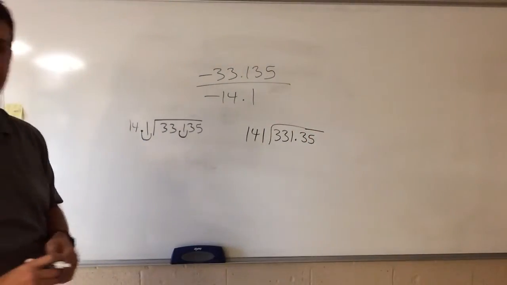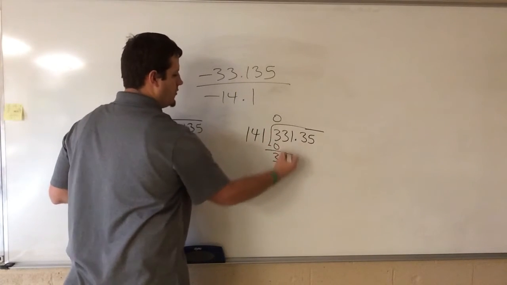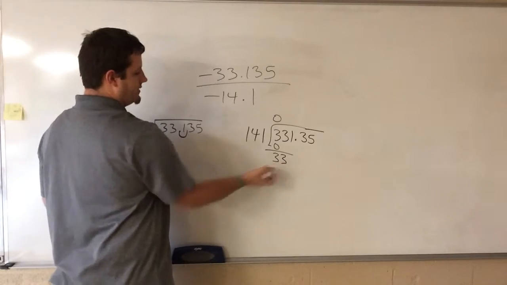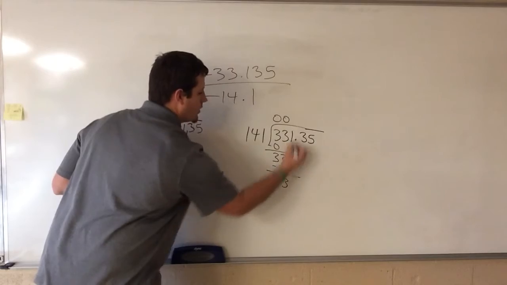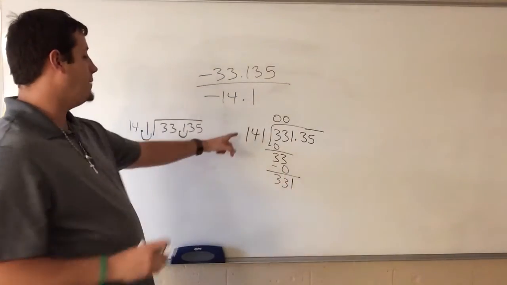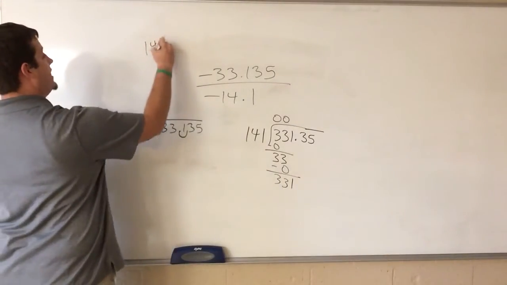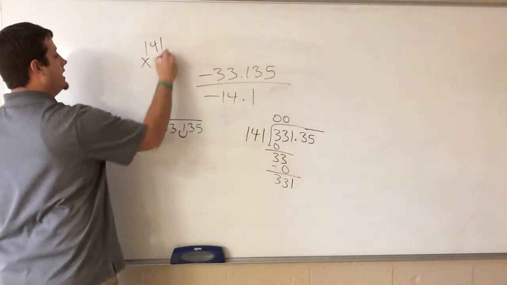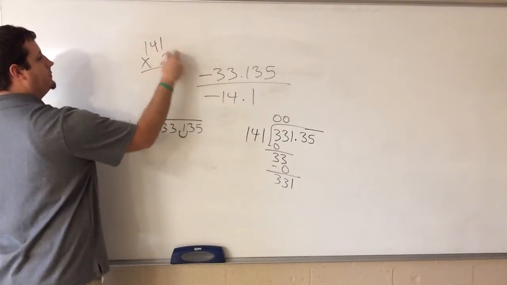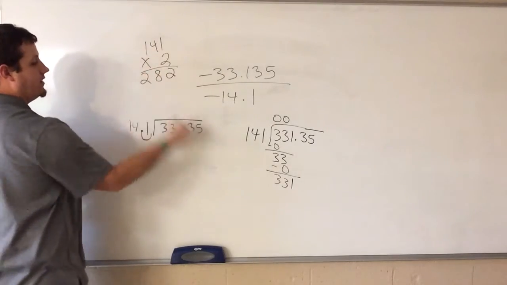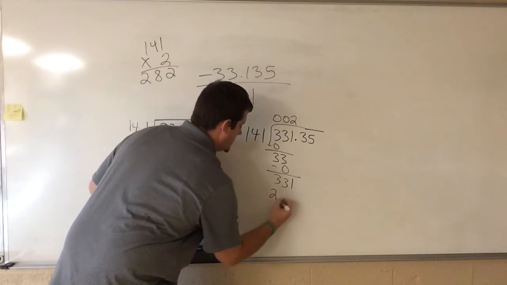Now I've got to start dividing. 141 doesn't go into 3. Drop the 3 down. 141 doesn't go into 33. All right, now I've got to figure out how many times it goes into 331. I'm just multiplying. I'm going to go with 2 because it's not that high. That's 2, 8, and 2. 282, that's good. So I'm going to put a 2 right here.